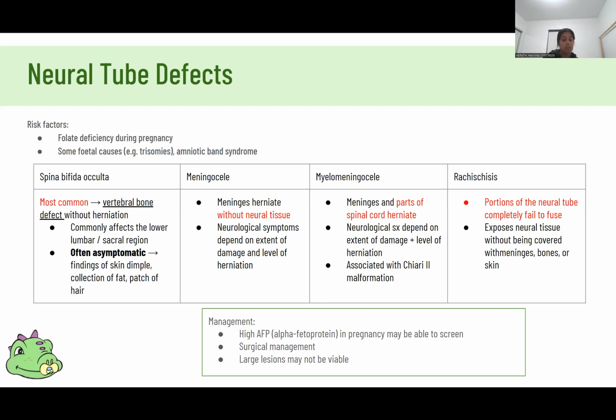Myelomeningocele or meningomyelocele is where there is some neural tissue that herniates, and so the neurological symptoms that result from that are dependent on how much neural tissue herniates. And then the last one that I can't say is where a much larger portion of neural tissue herniates, and therefore the neurological symptoms are much greater. In terms of management, high alpha fetoprotein in pregnancy can be used as a tool for detecting potential neural tube defects, and therefore being prepared for that when baby's born. Ultimately, management is surgical.